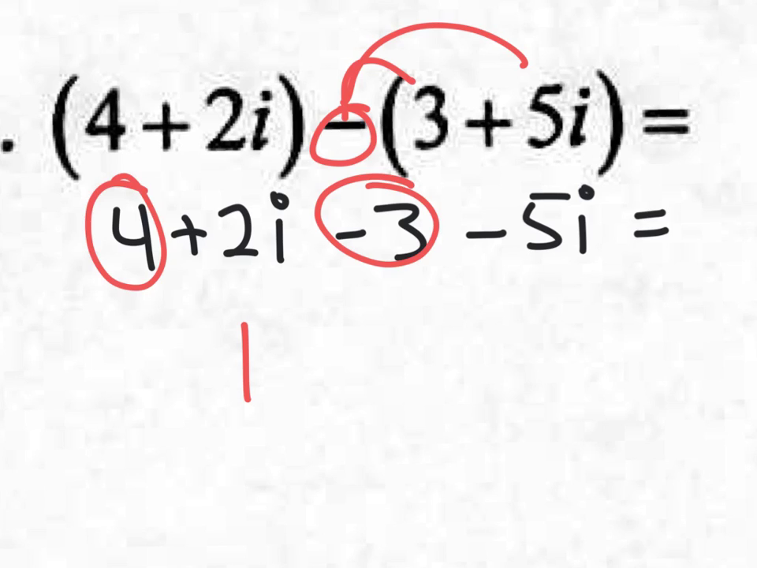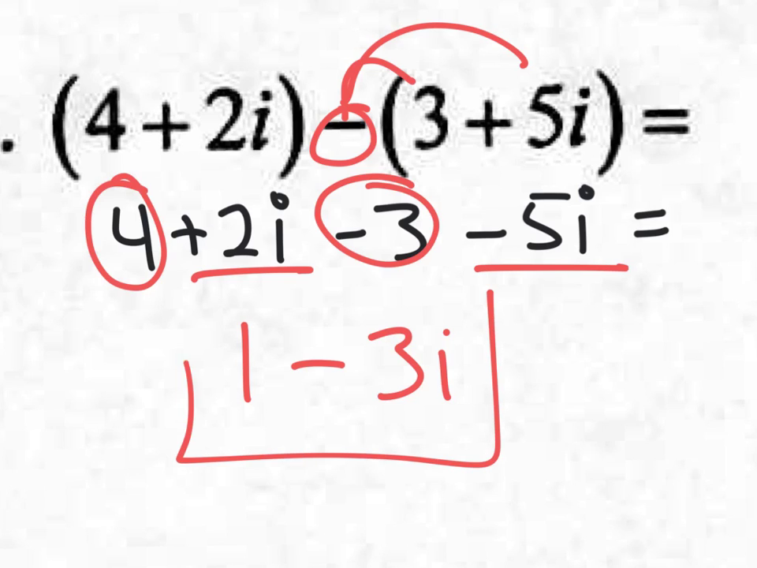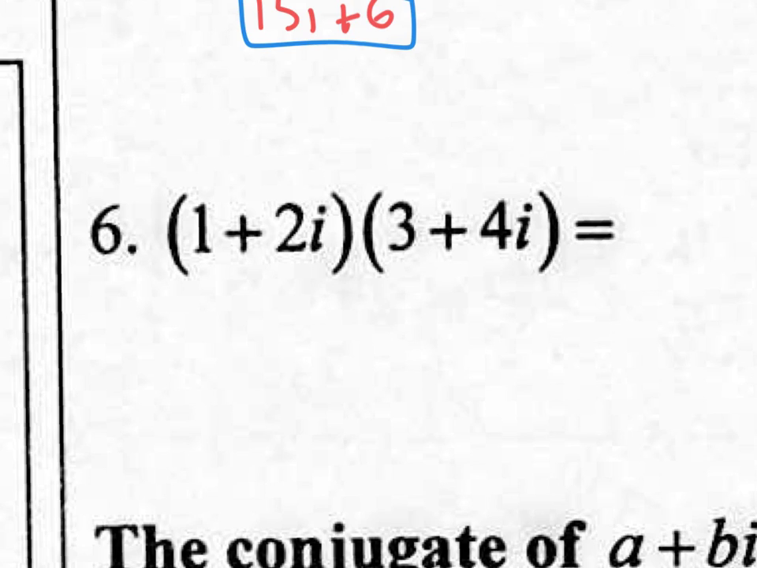Now let's go for the imaginaries. A positive 2i and a negative 5i. It's going to be a negative 3i, not a negative 3i squared. We're not multiplying. We're just combining the terms. This is your answer. That's your complex number, 1 minus 3i. Let's check out the next one. This is where it gets more fun.